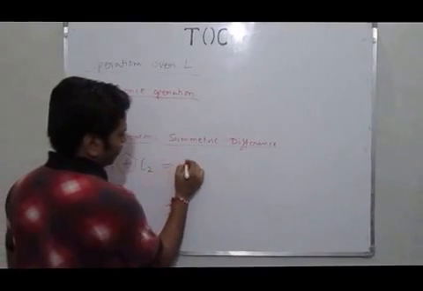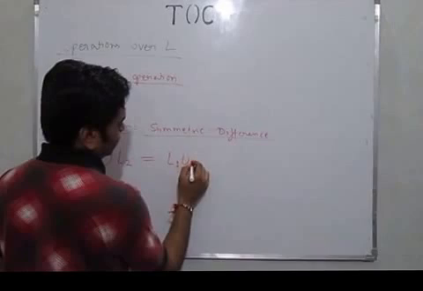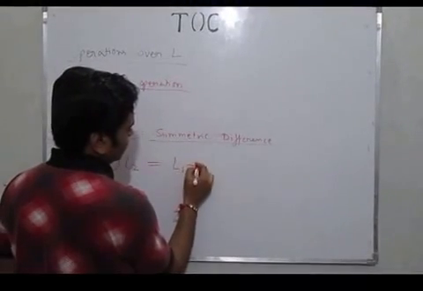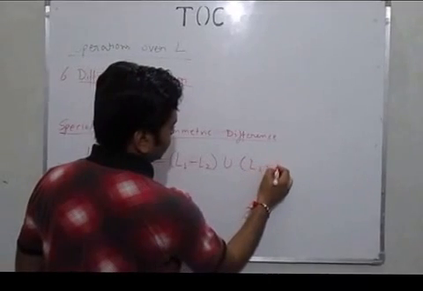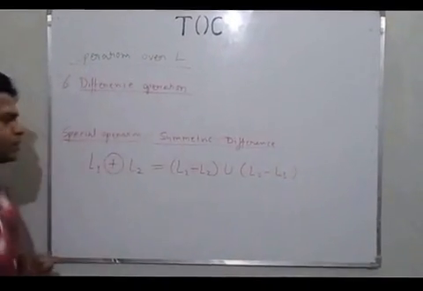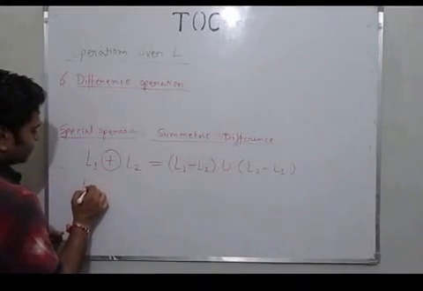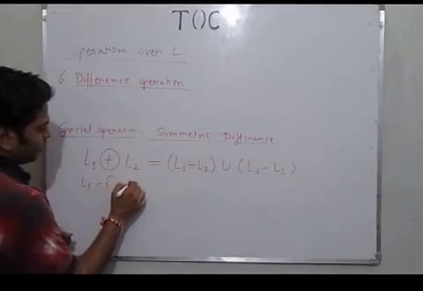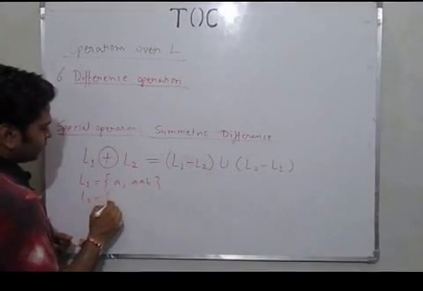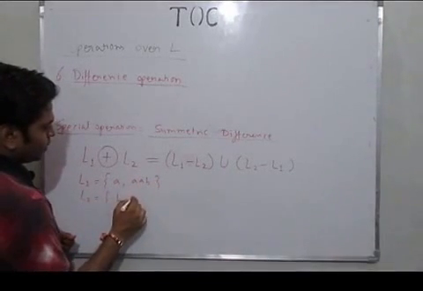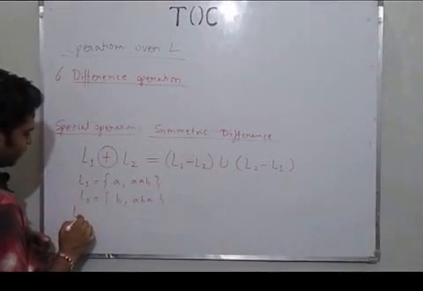And how can we define this? L1 symmetric difference L2 would be L1 minus L2 union L2 minus L1. This would be the operation of the symmetric difference. Right? So I can take a simple example like L1 as A, AAB, and L2 as B, ABA. Right? So what would be the symmetric difference?